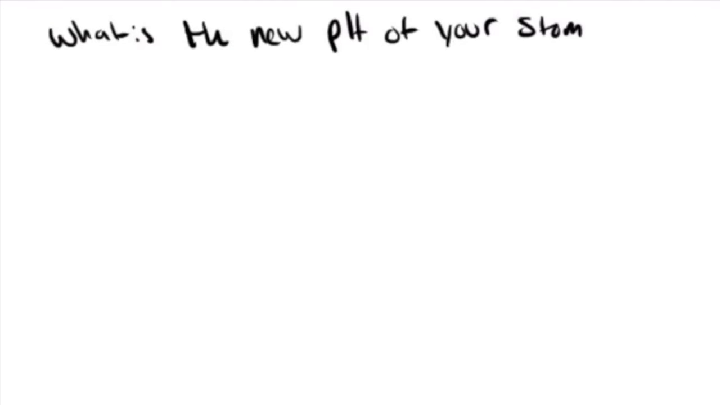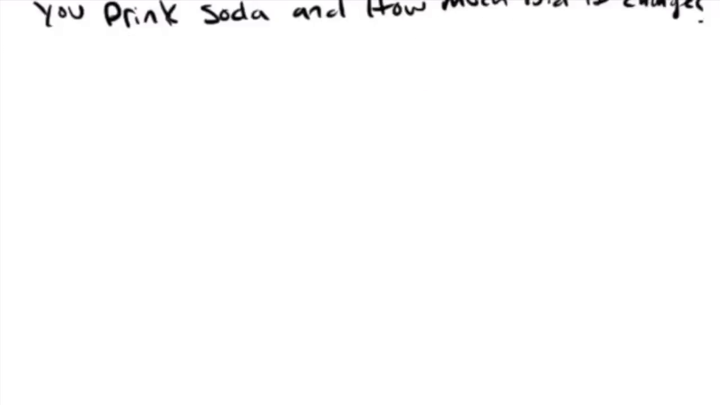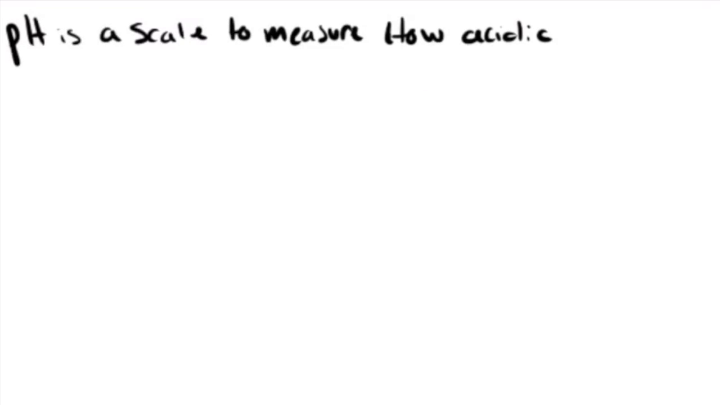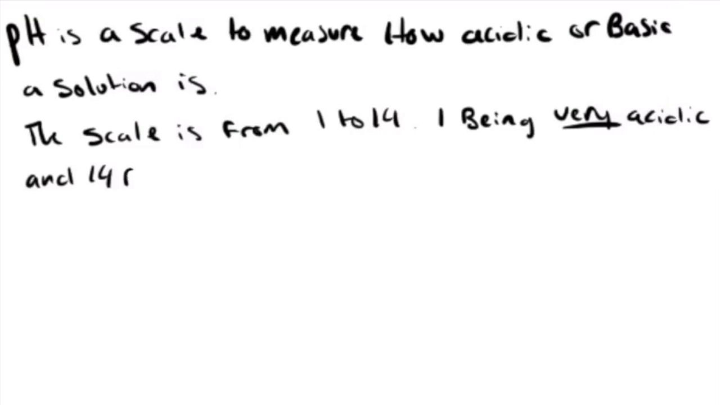What is the new pH of your stomach if you drink soda, and how much did it change by? pH is a scale to measure how acidic or basic a solution is, from 1 to 14, 1 being very acidic and 14 being very basic. A pH of 7 is neutral.